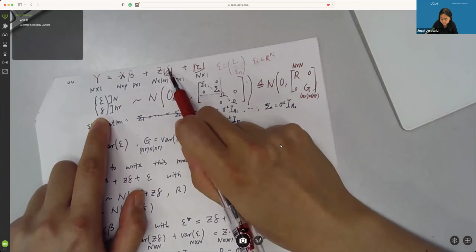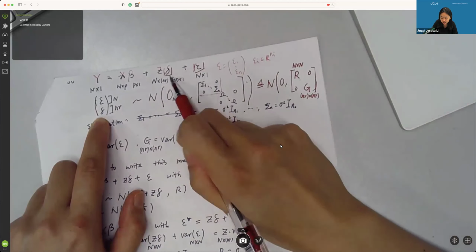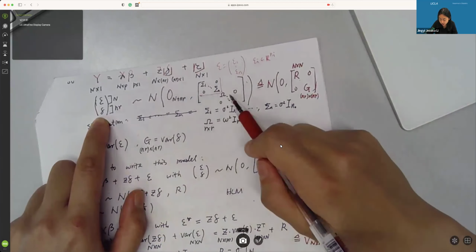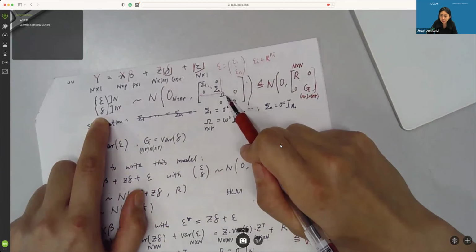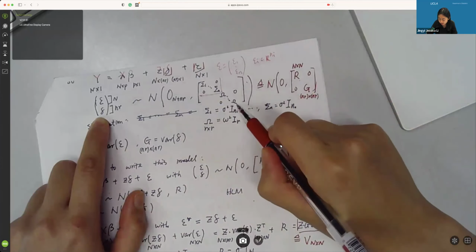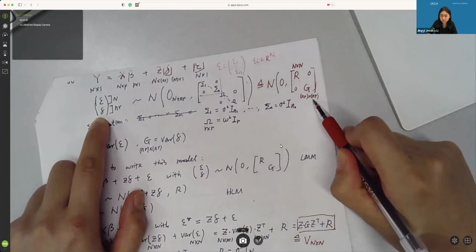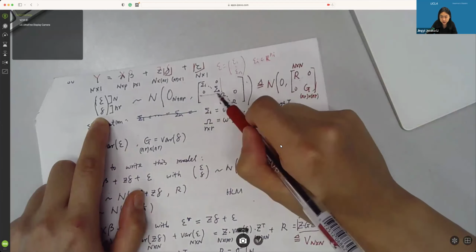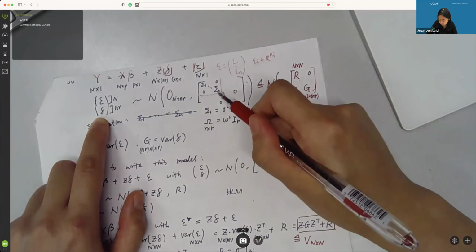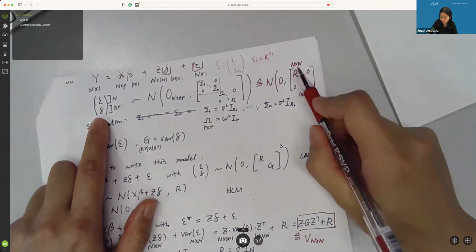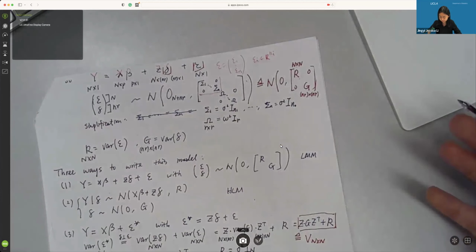We have delta 1 to delta n, and each delta i is R-dimensional. So each delta i has covariance matrix omega. That's what we did last time. So omega is R by R, then putting them together, I have NR by NR. So therefore, R is referring to this N by N matrix, and G refers to this NR by NR matrix. So that's how we get G and R from the previous lecture.